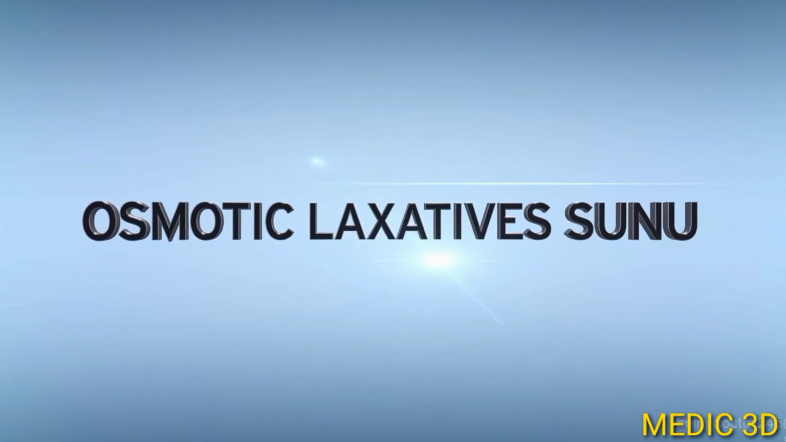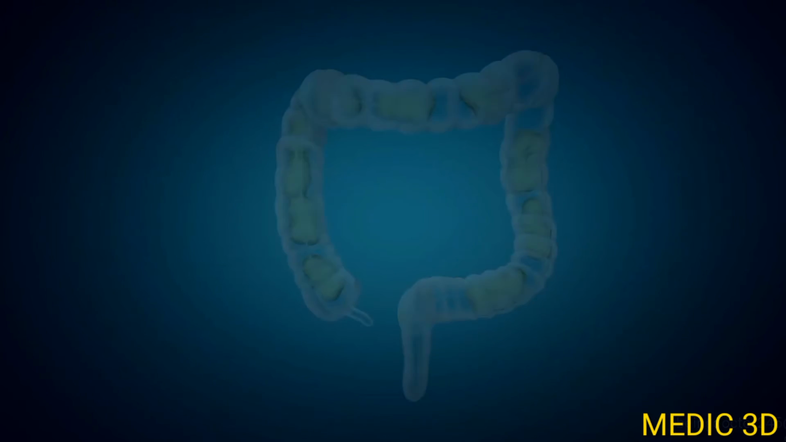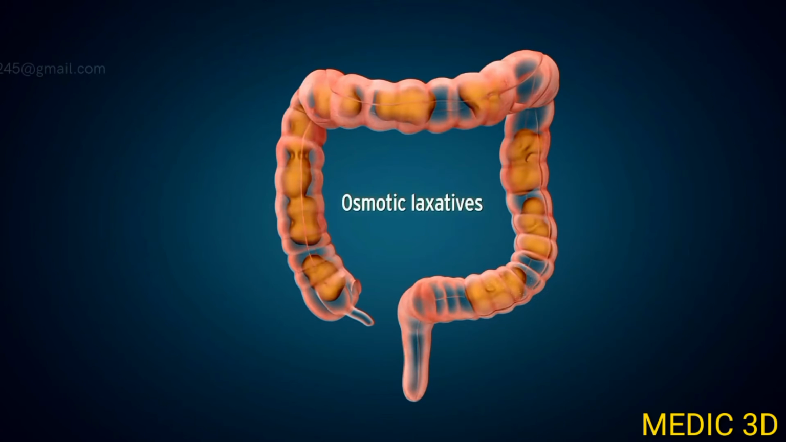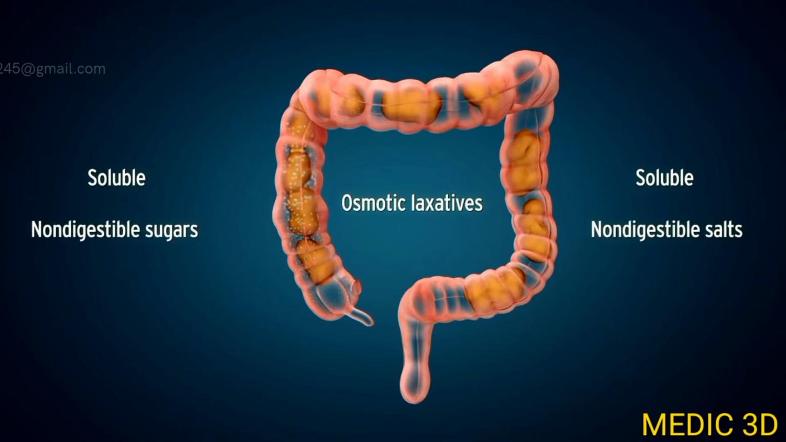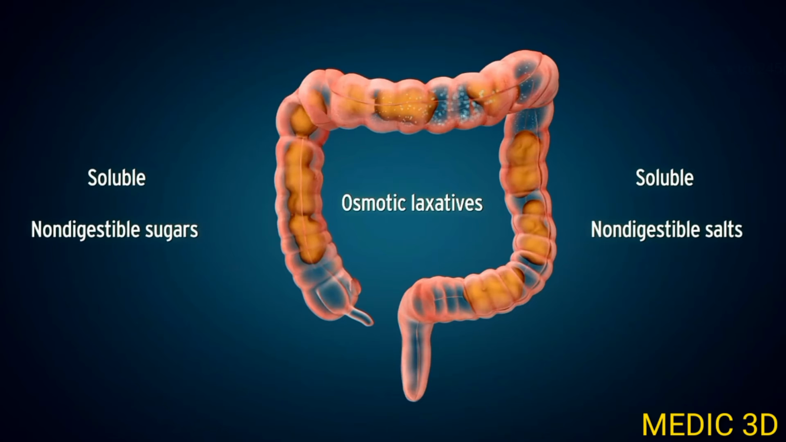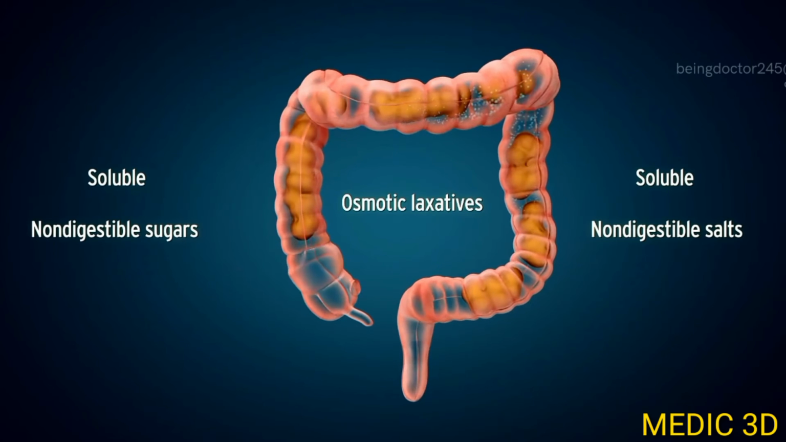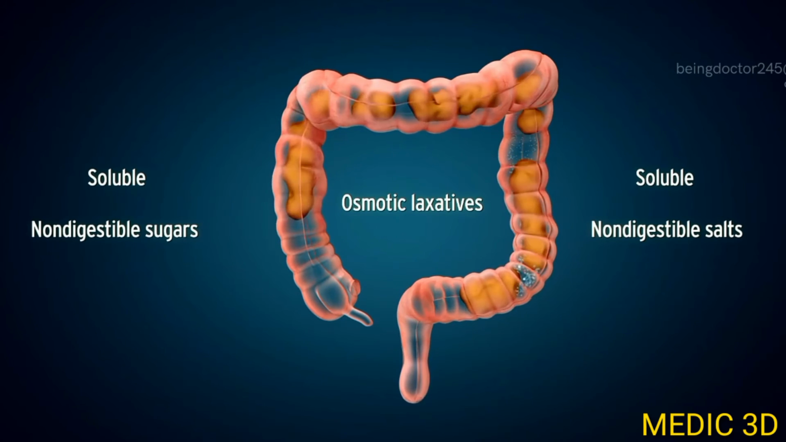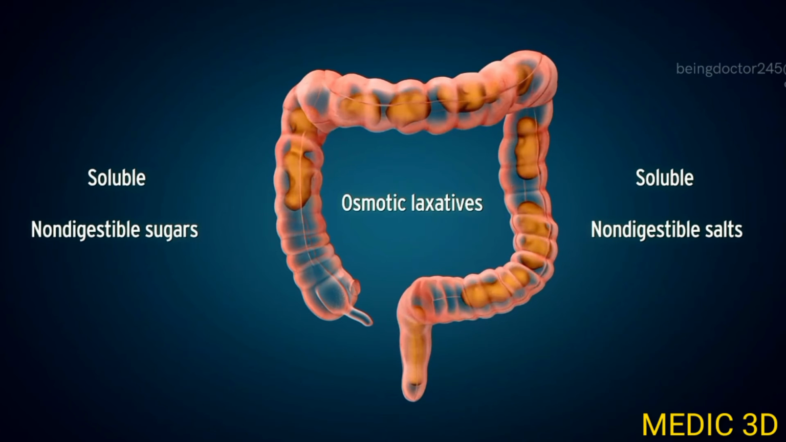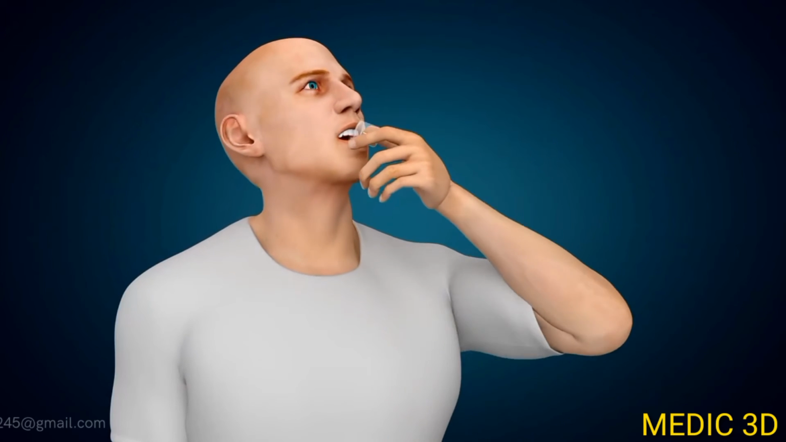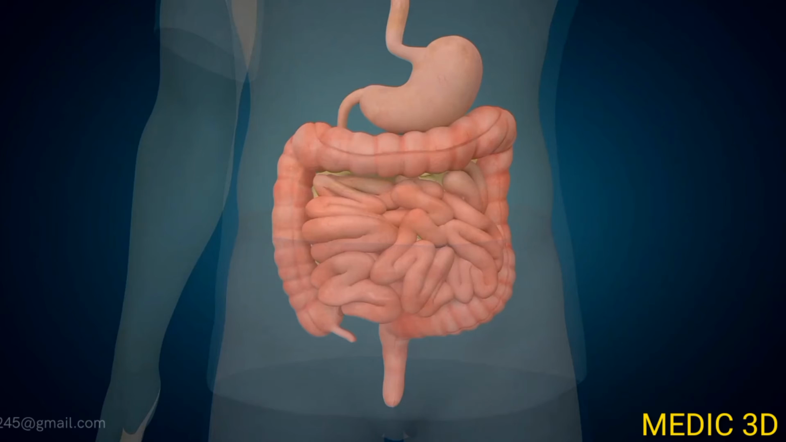Osmotic laxatives. Mechanism of action: as the name indicates, osmotic laxatives work on the principle of osmosis. They are normally soluble but non-digestible sugars or salts which increase the osmotic pressure in the colon, thereby drawing water into the colon, because of which there is increased fluidity of stools which causes distension, which in turn increases bowel movements. Non-absorbable sugars, example lactulose.